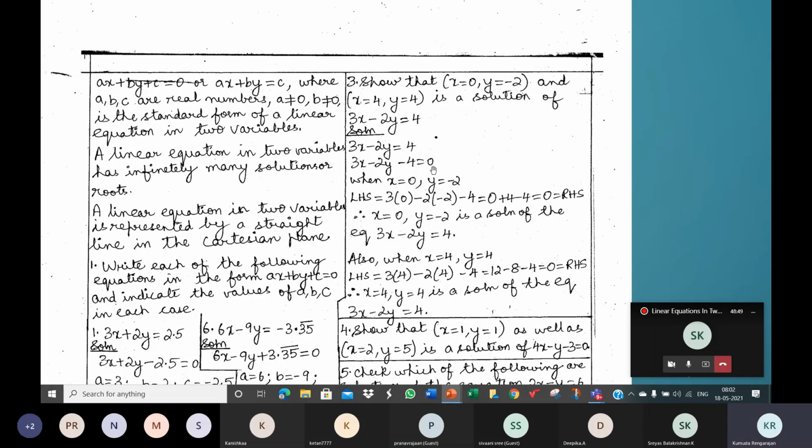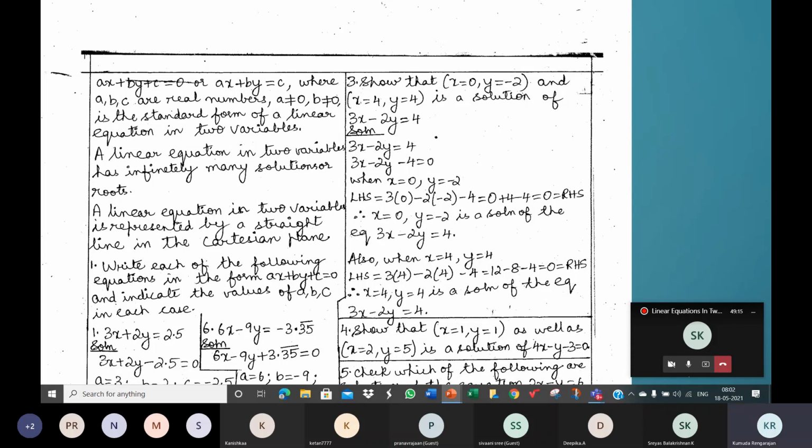Or you can do it like this also. You can bring this 4 to the other side and then use the values of x and y. So see here, when you work the LHS, the answer is 0. And that's the RHS also. RHS is also 0. LHS is equal to RHS. So it's a solution. So x is equal to 0 and y is equal to -2 is a solution of the equation, this one.